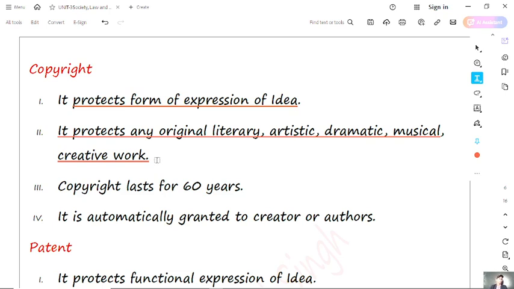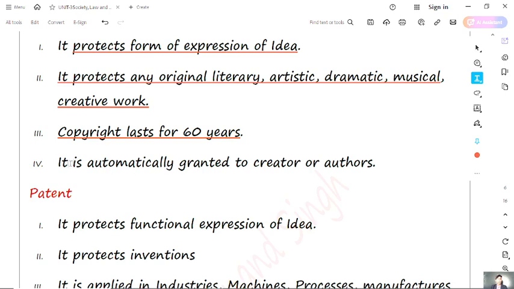If you take the copyright of that, then you would have complete right over it. No one can use it over the net or anywhere. That is a copyright. Next, copyright lasts for 60 years. If you have the copyright of any product, it lasts for 60 years, meaning for 60 years you would be the owner of those ideas or musical work.